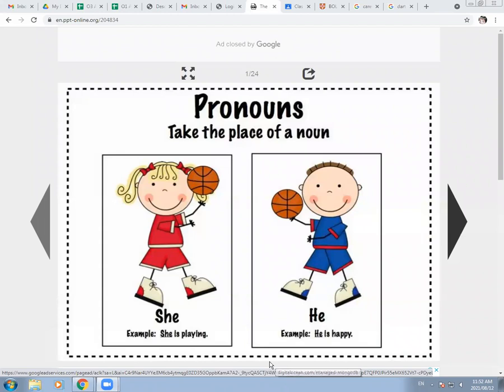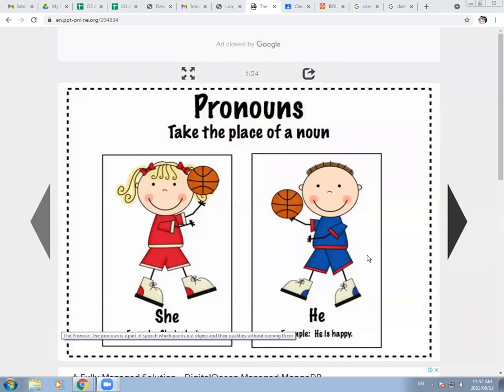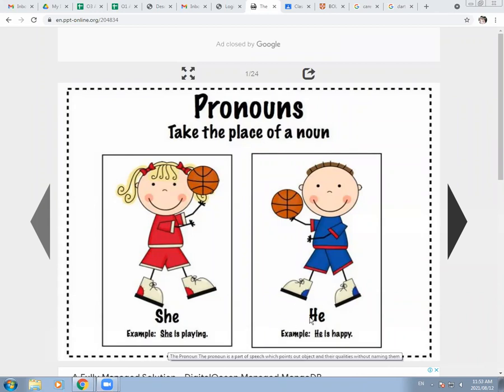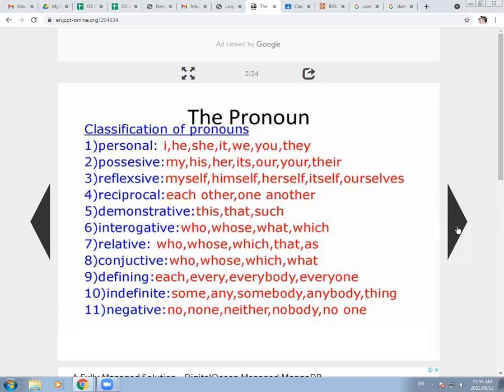Okay, students. Today's topic is a continuation of the previous topic, pronouns and their types. You already know what pronouns are. We are going to have a quick recap of it. Pronouns are the words that are used in place of a noun. For example, in this picture, she is playing, not Sarah is playing. He is happy instead of Ali is happy. So we are already done with this.